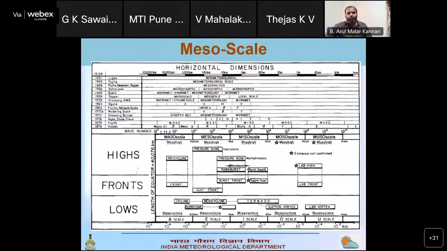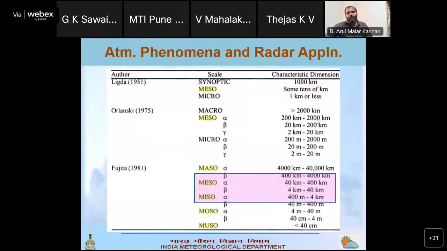The scale of events was also classified by Dr. Ligda. As you know, in parallel with India, there was a network formed in Panama. He was in charge of the Panama radar network and he did this exercise and classified events into meso, synoptic and micro. Later on, this classification has been further divided, and using English alphabets, they went for maso, meso, miso, moso and muso. Now, meso-scale means starting somewhere from 300 or 400 meters onwards, up to 4,000 kilometers. Whatever can be observed there, only there can we use radars.